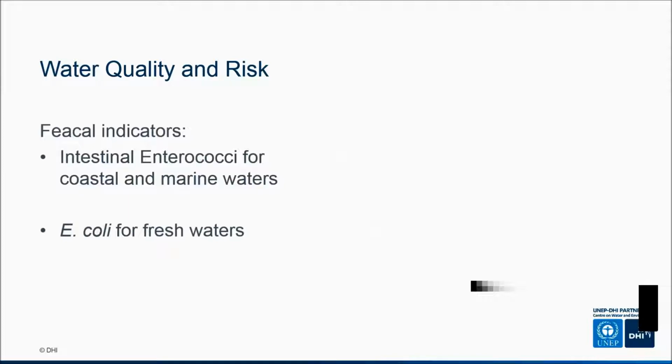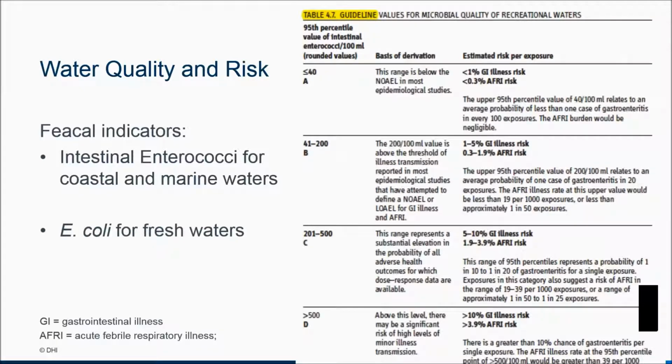So the water quality is based on measurement of fecal indicators. Over the year, or over several years, you do measurements several times a year, and it can be enterococci for coastal and marine waters, or E. coli for fresh waters. And the WHO guideline has 4 categories.